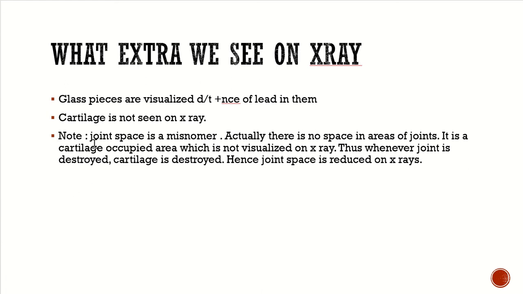An important thing here is that joint space is a misnomer. Actually there is no space in the area of the joint. It is a cartilage occupied area, which is not visualized on X-ray. Thus, whenever the joint is destroyed, cartilage is destroyed, hence joint space is reduced on X-ray. So whenever we find reduced joint space, we must understand that cartilage has been destroyed.